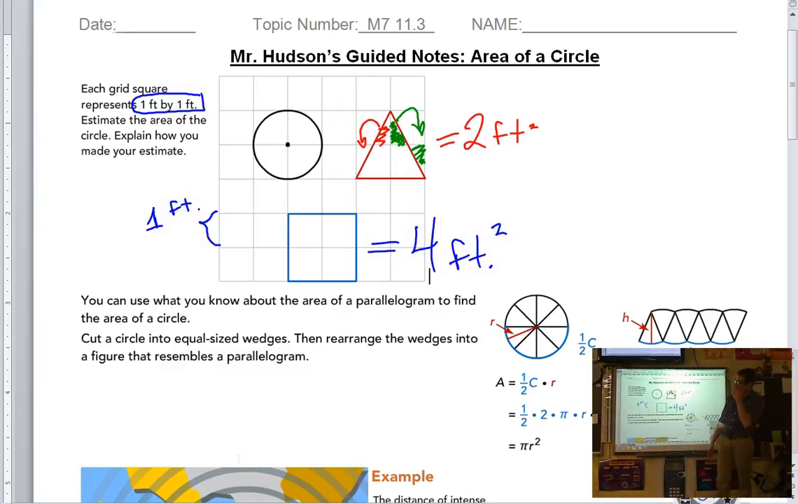Now my circle. This is the hard one. Let's choose another color. Try your area here. What's your guess? Jeremiah, what's your guess?